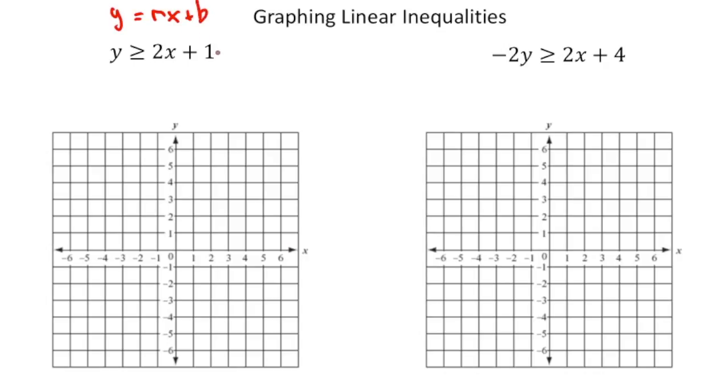So we're going to graph this as the y-intercept is going to be 1, and we're going to have a slope of 2. So I'm going to go up 2 over 1, up 2 over 1, up 2 over 1, and then also down 2, left 1, down 2, left 1, down 2, left 1, and so on.